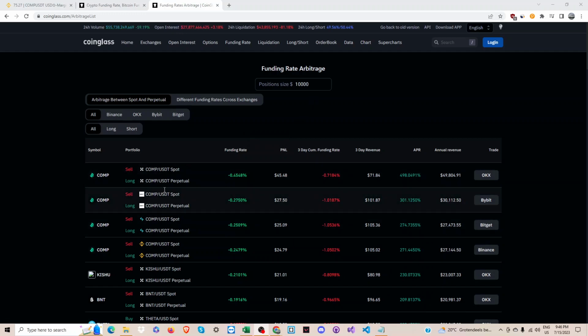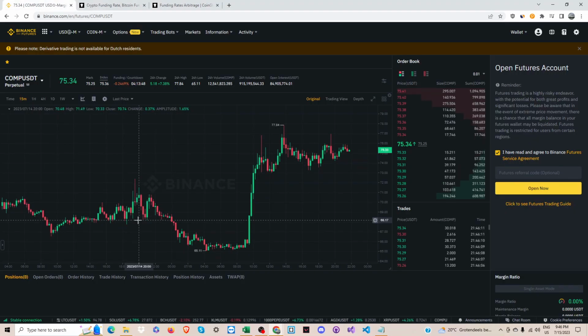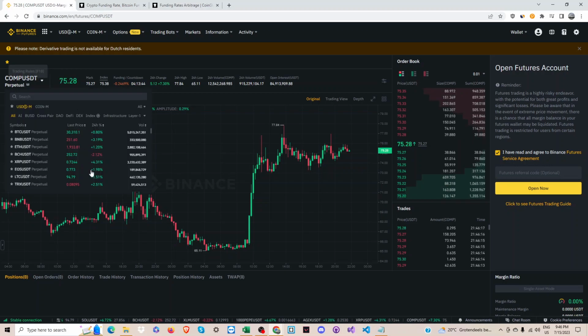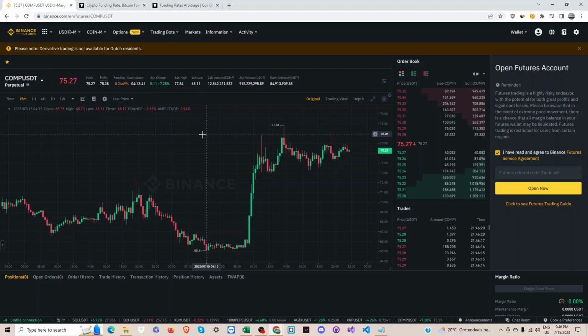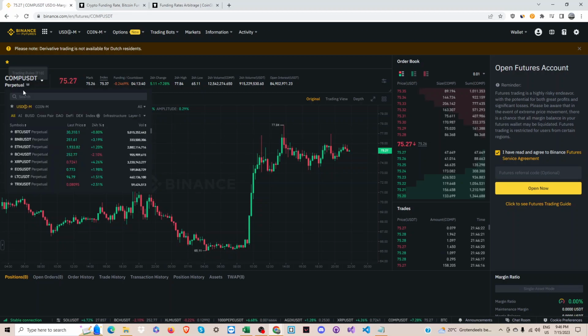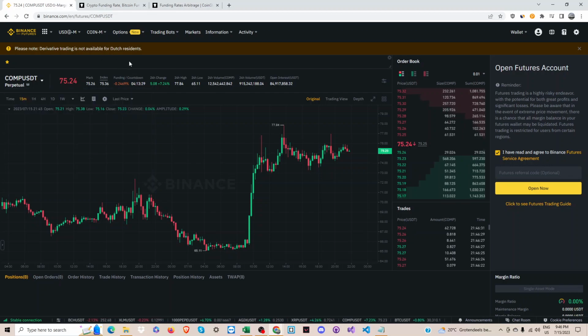Before we go any further on this, let's take a look at Binance. This is an example perpetual future because we'll be focusing on spots and futures. The reason why it's called a perpetual future is because perpetual futures don't have a specific end date or a delivery date, while futures do. So these futures can go infinite.